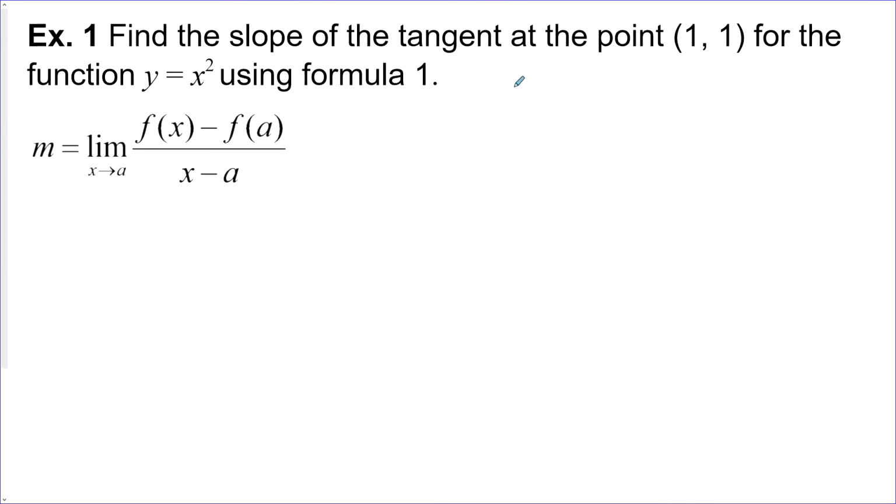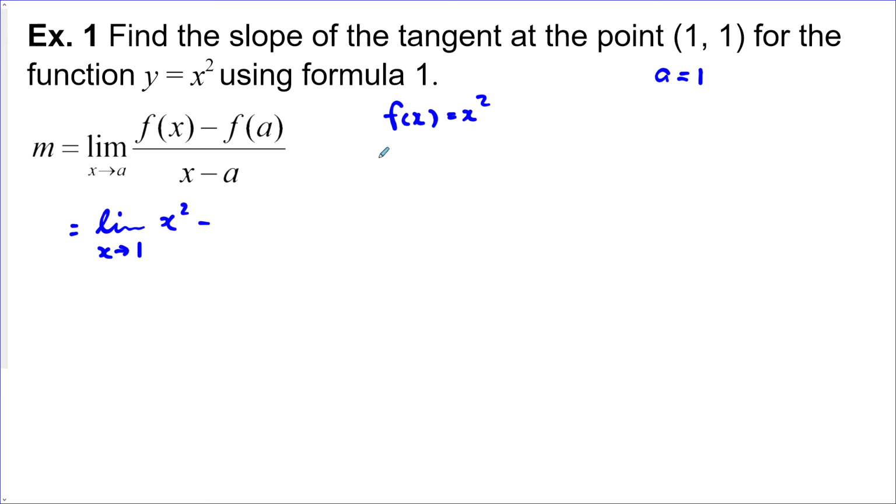Find the slope of the tangent at the point 1, 1 for the function y equals x squared using Formula 1. So we would have the limit as x approaches 1. That would be the x value of the coordinate we're interested in. So A equals 1 here. Next, we have our equation here. We don't have it in function notation, but it would be f of x equals x squared in function notation. So f of x is just x squared. So I can put that in our formula.